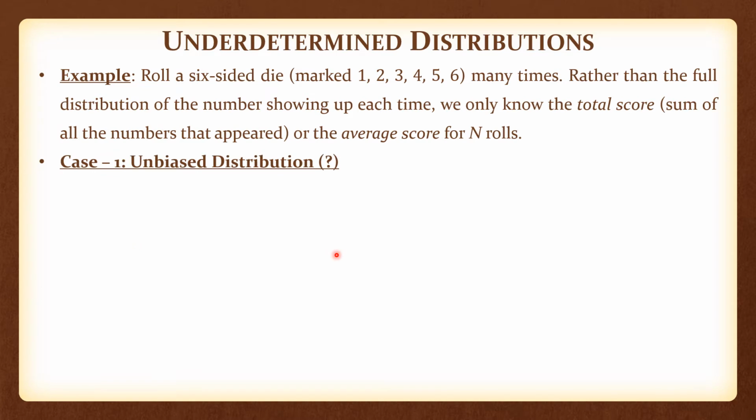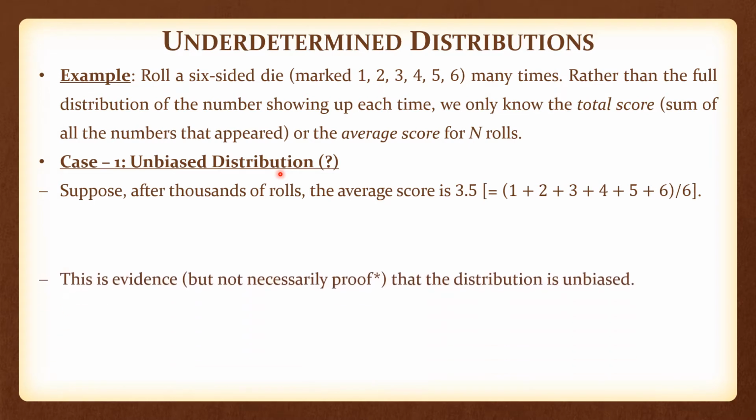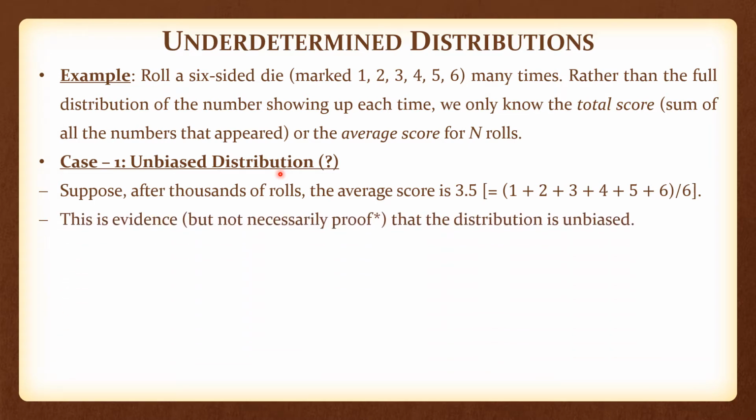Let us consider the case of, supposedly, an unbiased distribution. I put a question mark here. Suppose after thousands of rolls, the average score is 3.5. You will get 3.5 by adding 1 plus 2 plus 3 plus 4 plus 5 plus 6 divided by 6. Why have I put a question mark? Just because the average score is 3.5 doesn't mean that the distribution has to be unbiased. There are other ways in which you can get this 3.5. This is evidence but not necessarily proof that the distribution is unbiased.